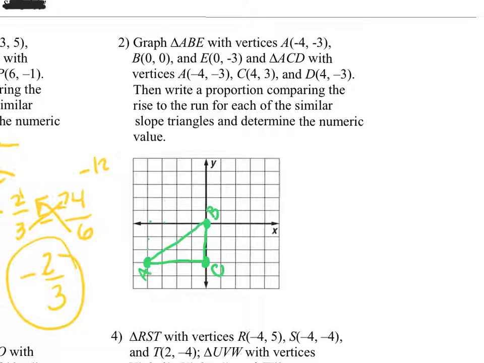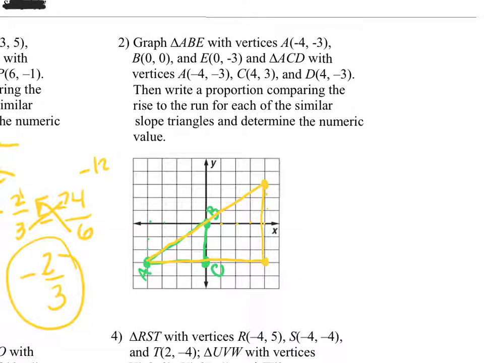Okay. And then you're going to graph your second color, which would be ACD, negative 4, 3. Negative 4, negative 3. And then 4, 3. And then 4, negative 3. So we would go here, here, here. So what's it doing there? Is it running along that same slope? Yes. Does that make sense?